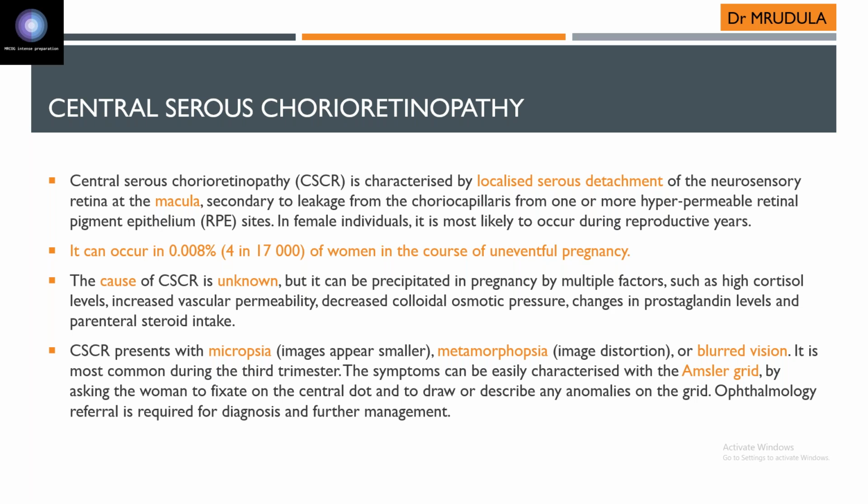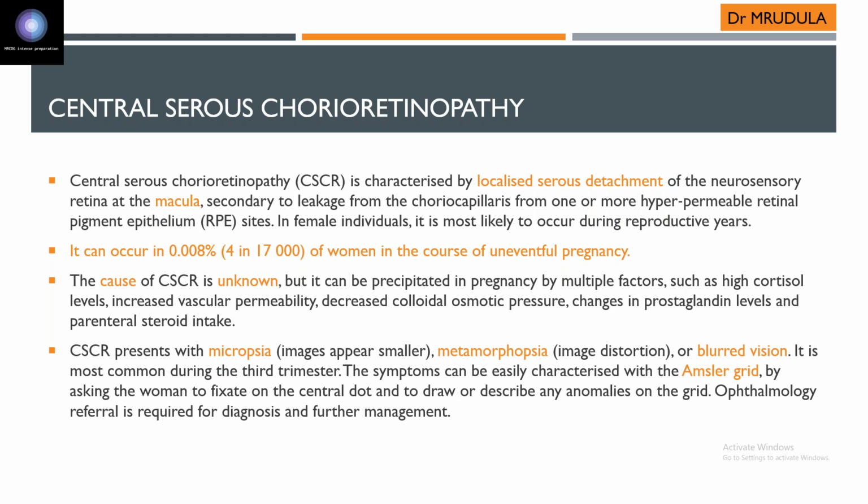The cause is unknown, but it can be precipitated in pregnancy by multiple factors. Multiple factors are responsible for this CSCR, that is central serous chorioretinopathy. The factors responsible are high cortisol levels, increased vascular permeability, decreased colloidal osmotic pressure, and changes in the prostaglandin level. Also parenteral steroid intake. The symptoms of CSCR are micropsia, which means images appear smaller, and metamorphopsia, which means distortion of images or blurred vision. It usually occurs during the third trimester.